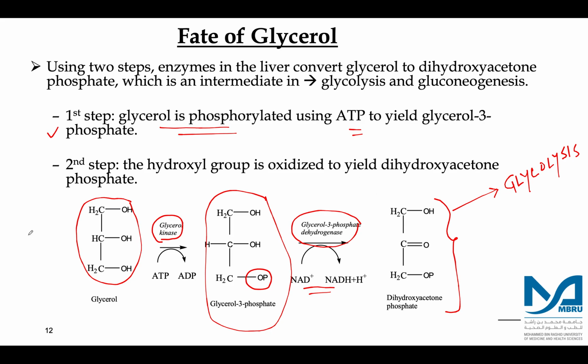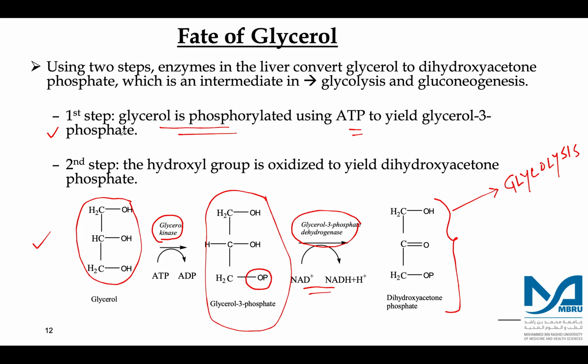So, to sum it up, glycerol in two steps is converted: first, an ATP requiring step converts it to glycerol 3-phosphate, and in the second step it is oxidized to dihydroxyacetone phosphate, which is a glycolytic intermediate, and depending on the energy need of the cell can be converted either to pyruvate or glucose by glycolysis and gluconeogenesis respectively.